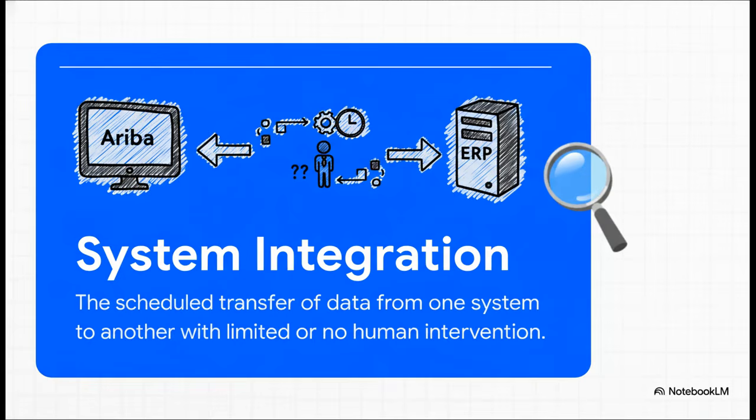Okay, first things first, what are we even talking about when we say system integration? Well, at its core, it's really just about getting two different systems to talk to each other automatically. Think of it as a scheduled, automated conversation. Data gets pushed and pulled between Ariba and your ERP without anyone having to manually type it all in. This is the magic that really makes everything else we're about to discuss possible.